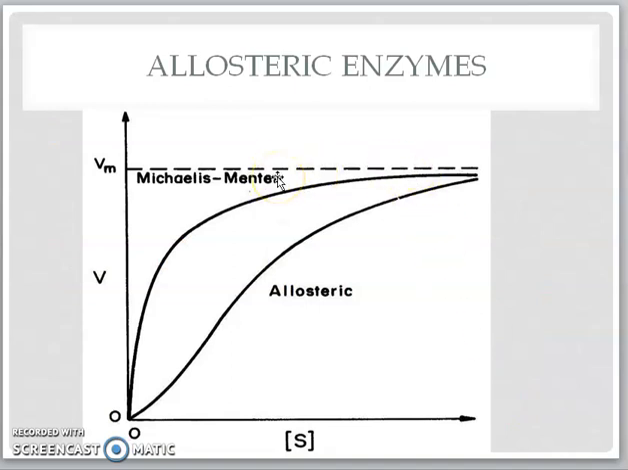From the Michaelis-Menten plot, we can see the hyperbolic pattern. But for an allosteric enzyme, the pattern will be in this way.